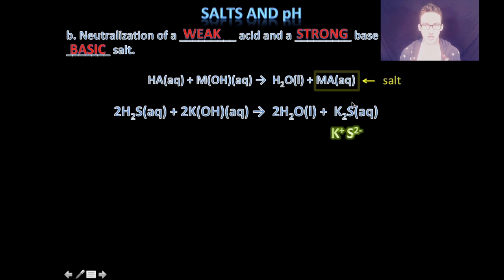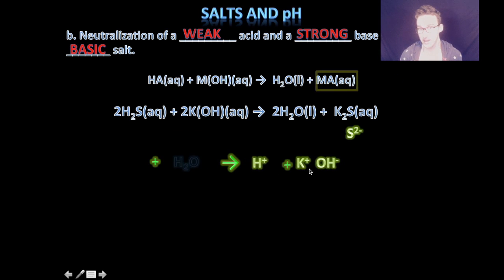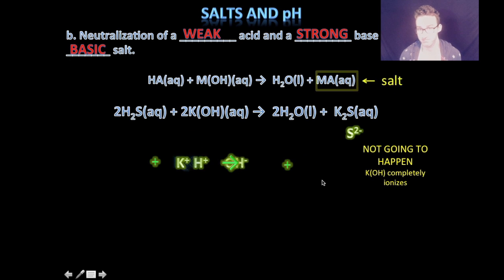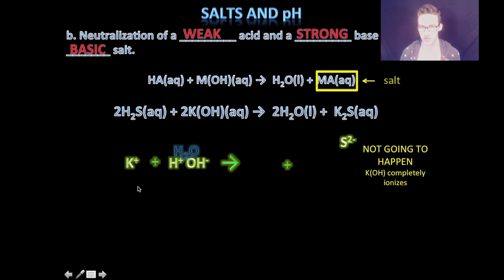We're going to take a look at the salt potassium sulfide. Is this going to be an acidic or a basic salt, and why? Let's take a look at the cation. Will potassium hydrolyze or split water? Well, is this going to happen? No, we're not going to have potassium hydroxide form. It's a strong base. It's going to stay as its individual ion. So that reaction is not going to happen.